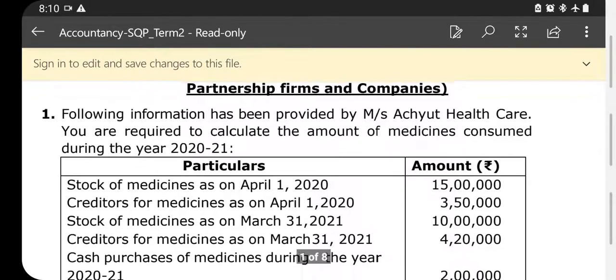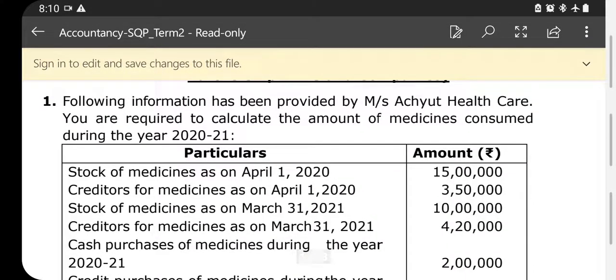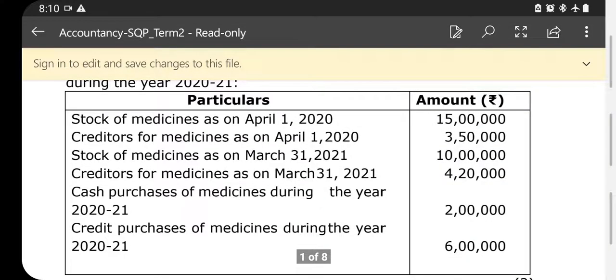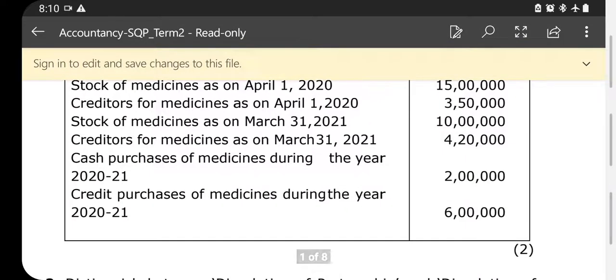Question number 1. The following information has been provided by Messrs. Achyut Healthcare. You are required to calculate the amount of medicines consumed during the year 2020-21. Particulars, amount: stock of medicines as on April 1st, 2020, 15 lakhs. Creditors for the medicines as on April 1st, 2020, 3 lakhs 50,000. Stock of medicines as on March 31st, 2021, 10 lakhs. Creditors for medicines as on March 31st, 2021, 4 lakhs 20,000.